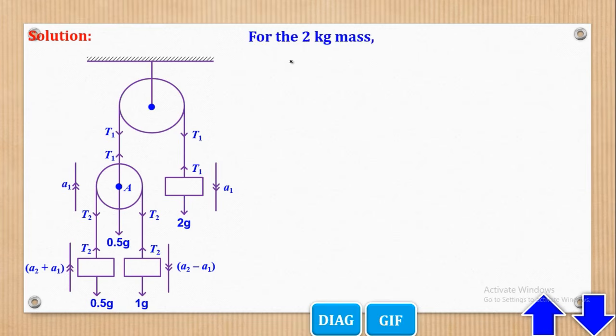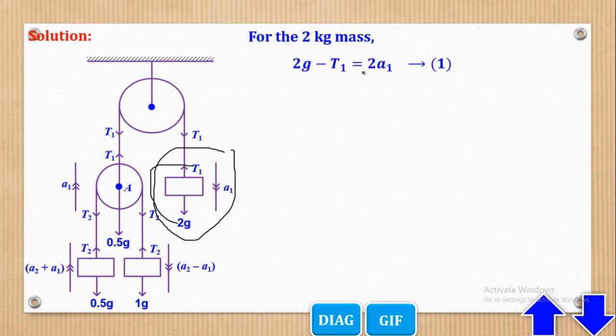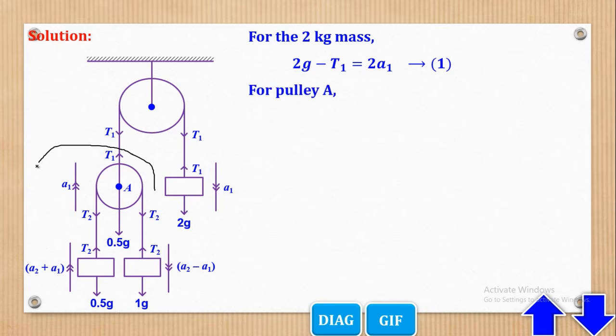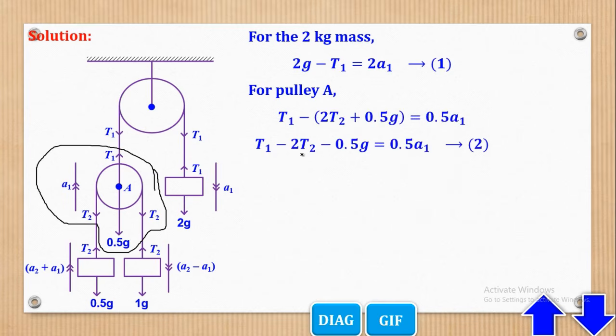Now we shall use F equal to MA. So for the 2 kilogram mass, these are the forces we shall deal with. So we shall say it is moving downwards, therefore the resultant force will be 2G minus T1. So we shall write 2G minus T1 is equal to 2A1. So 2 is the mass, A1 is the acceleration. What about for the pulley? So for this pulley, the forces are these ones. So resultant is moving upwards, therefore the resultant force will be T1 minus the sum of T2 plus T2 plus 0.5G. So you write that. When I simplify, I'll come up with that.